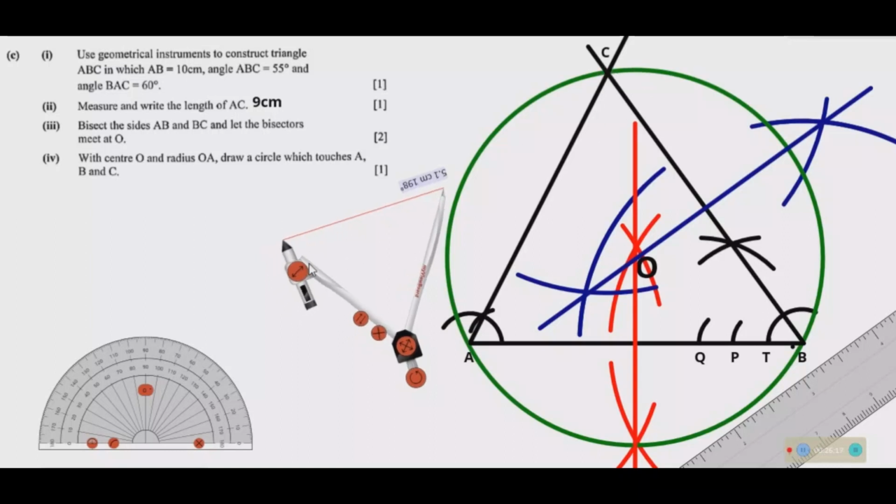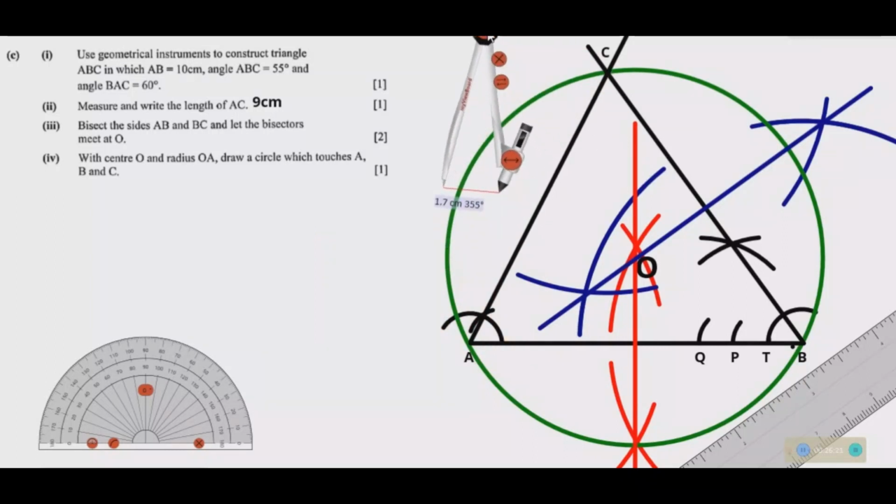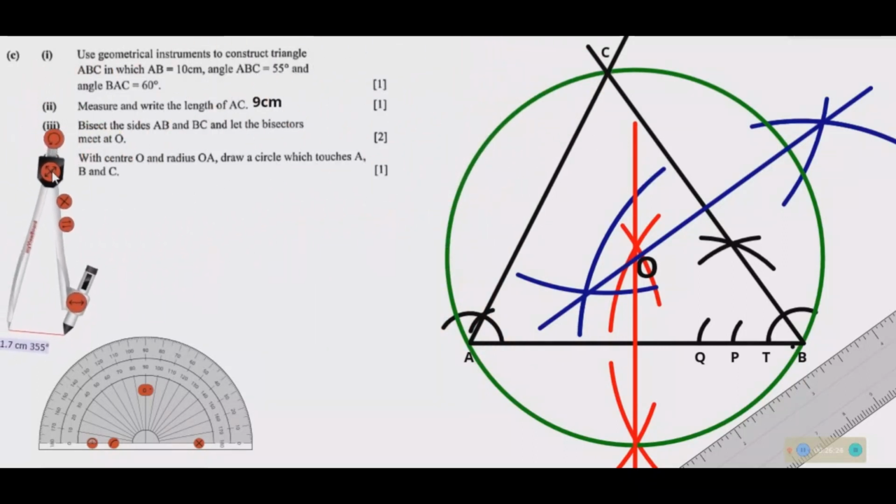If the drawings were not okay, it will be very difficult for you to come up with a circle that will touch these points. Okay, if you have got questions, I'll be glad to respond to them in the comment section. But basically, this is how you go about it when you are doing geometric questions.